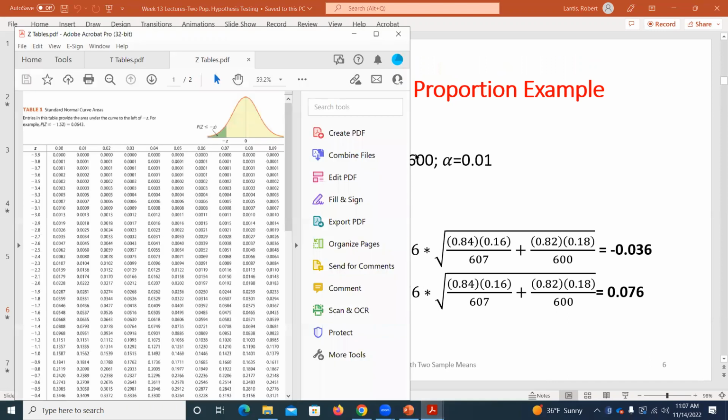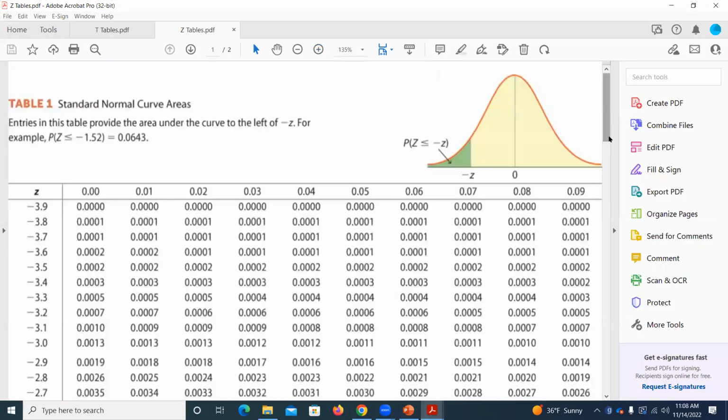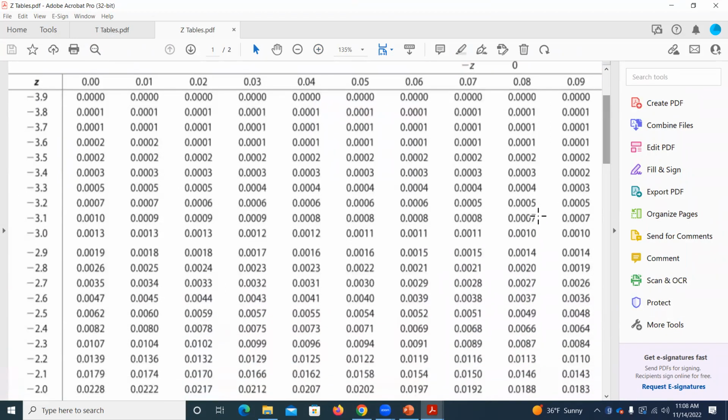I'll go to my standard normal table, and I'll show you two ways of doing this. So here's the first way. Where is the closest value to 0.005? It looks like it's in between these two: negative 2.57 and negative 2.58.